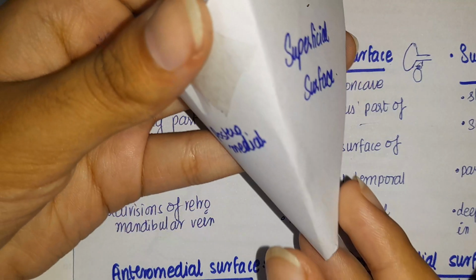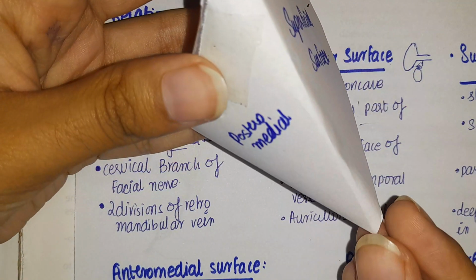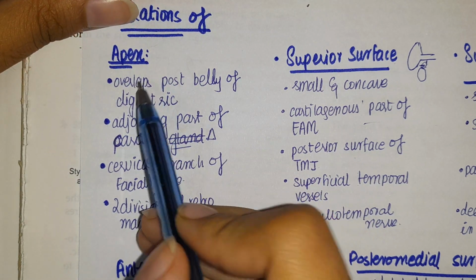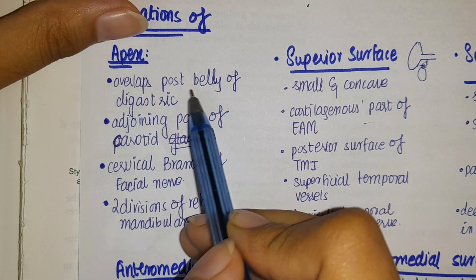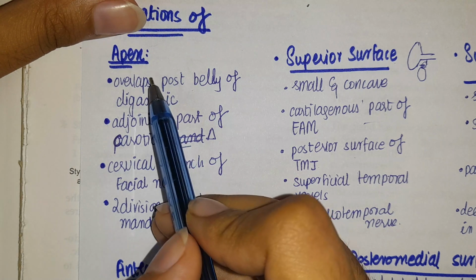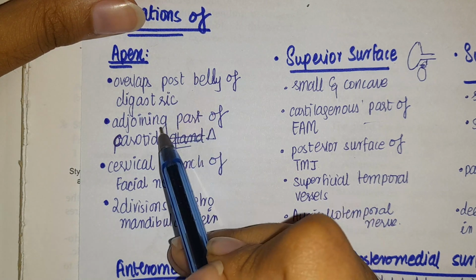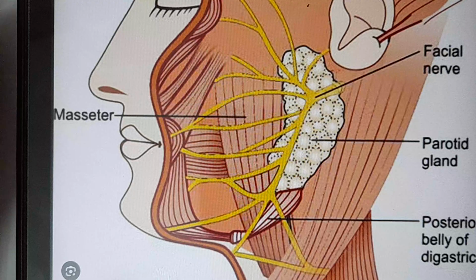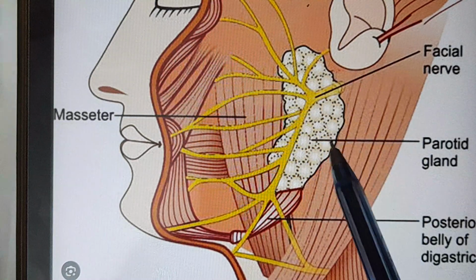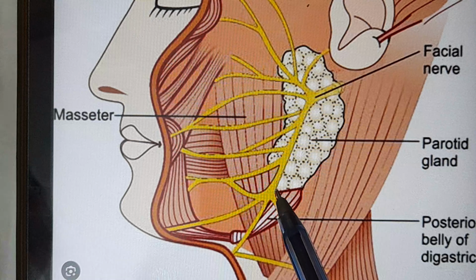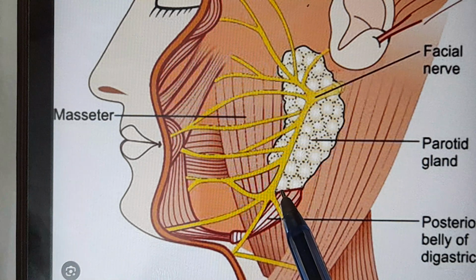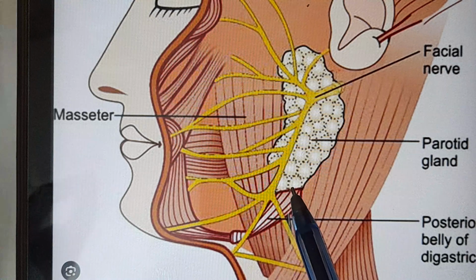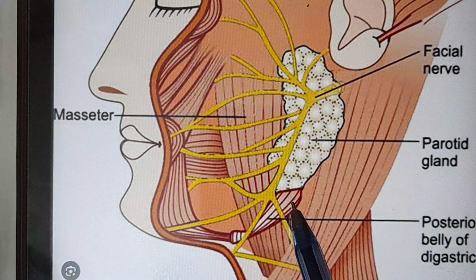Now we are going to talk about this apex. As I told you, the apex is directed downwards over here. So this apex, which is directed downwards, is firstly related to one muscle, that is the digastric muscle, and majorly its posterior belly, then the adjoining part of the carotid triangle. So here in this diagram you can see the parotid gland, and you can also visualize its apex, and you can see that towards its apex we have the posterior belly of the digastric muscle. So the apex majorly overlies the posterior belly of the digastric muscle.